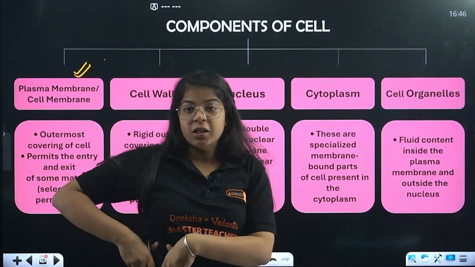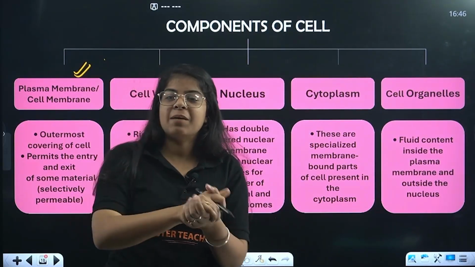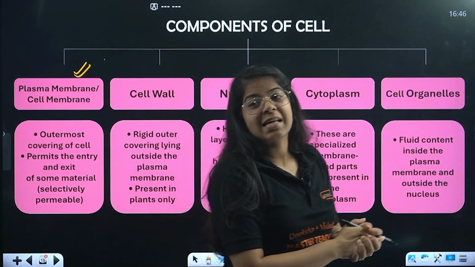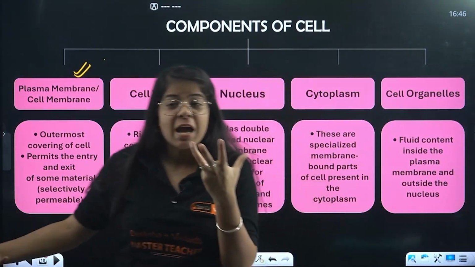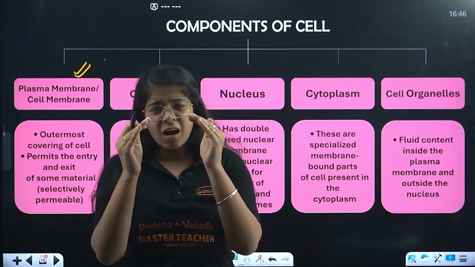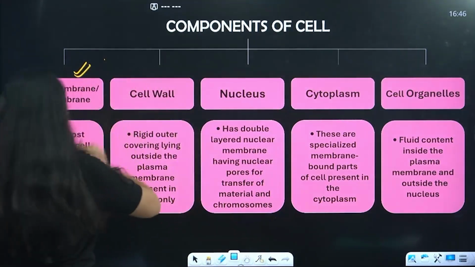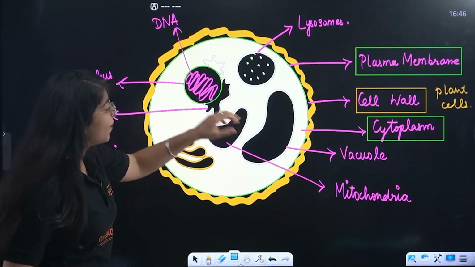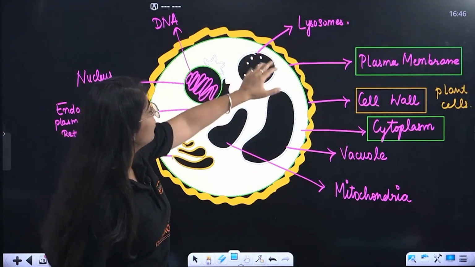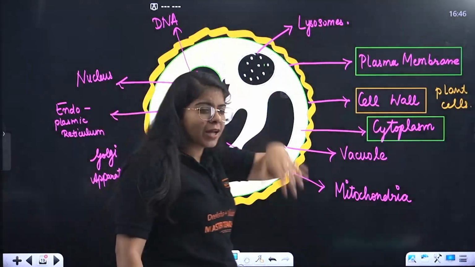I have a kidney, I have a lung, right? So this is a fluid content inside the plasma membrane, but it is outside the nucleus. There are so many structures present inside our cell, inside the cytoplasm, right? So let's talk about those structures now, right? We have Golgi apparatus, we have mitochondria, we have vacuole, we have lysosome, we have endoplasmic reticulum.